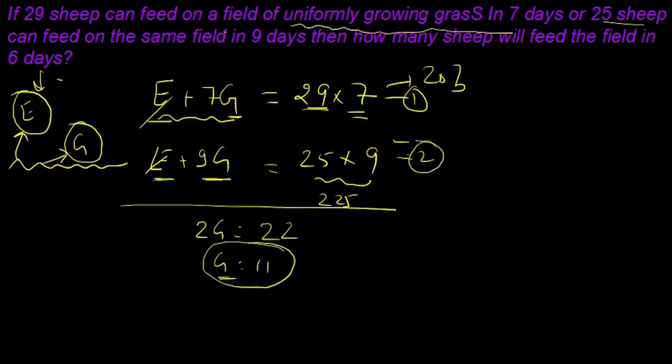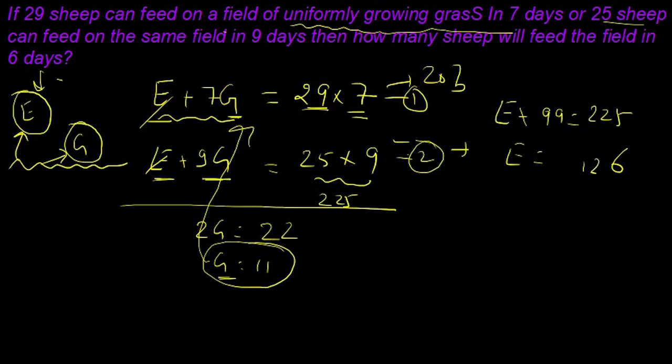Put the value in this particular frame, G. So let's put it in the second equation: E, we know the value of G, plus 9 into G, 99, is equal to 225. 225 minus 99, so I think we will get the value of E is equal to 126. The value of G is equal to 11.